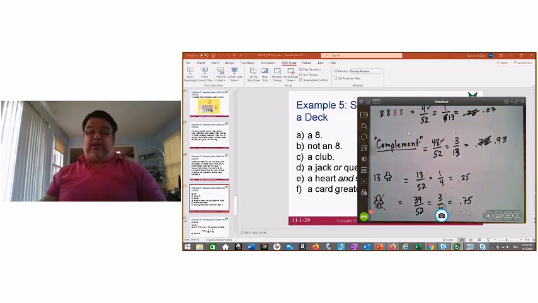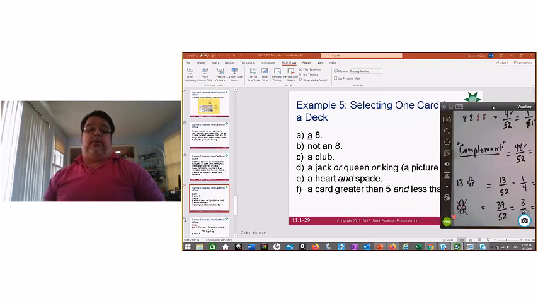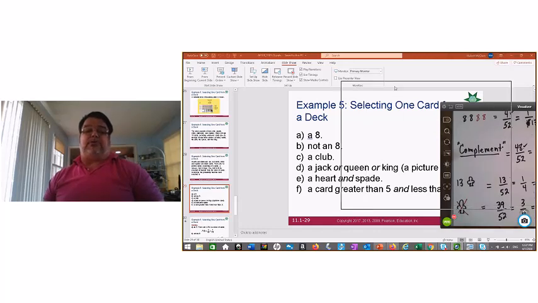A jack, let me see if that says a jack or a queen. I think it says a jack or a queen, or a jack, king, or face card. Okay? They want to know a face card.